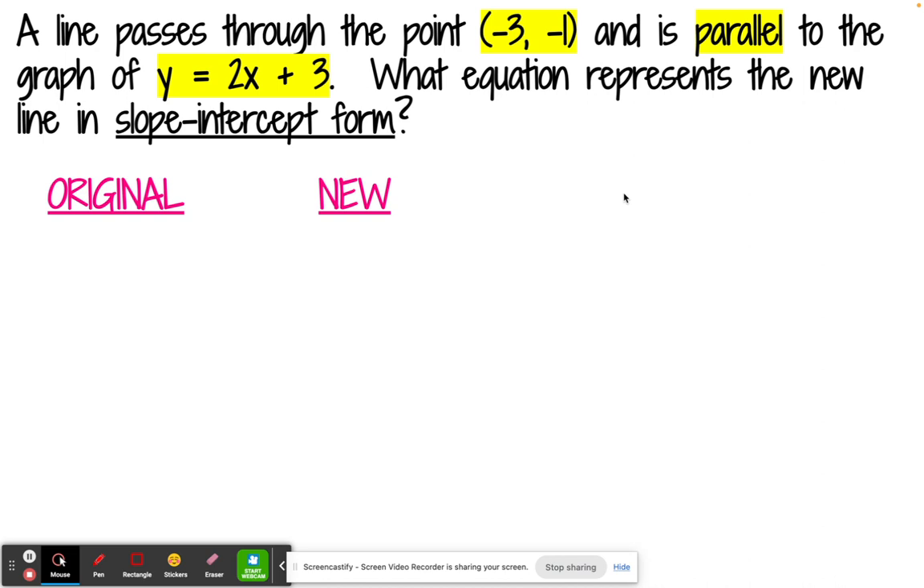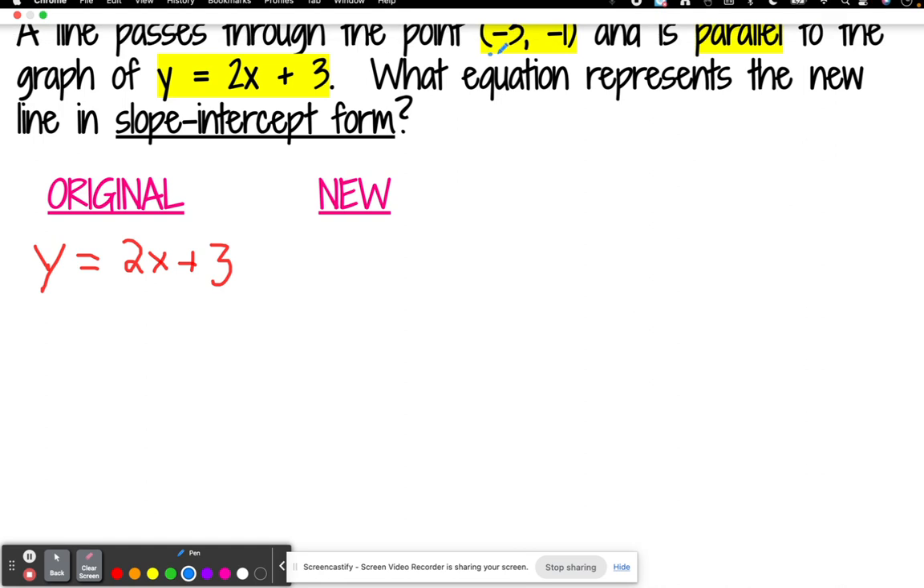Well, now I don't have a graph. How can I do this? Well, I want to write a line that passes through negative 3, 1 and is parallel to y equals 2x plus 3. So my original is y equals 2x plus 3. So I know my new line is going to be y equals 2x plus something, but I don't know what my new intercept will be. How can I figure that out?